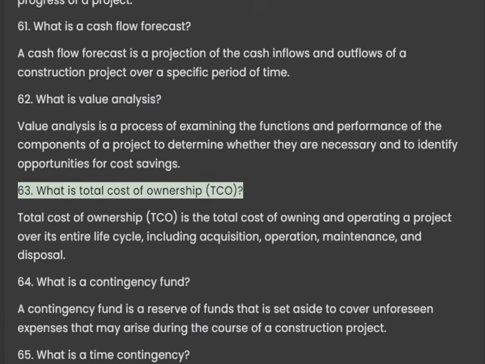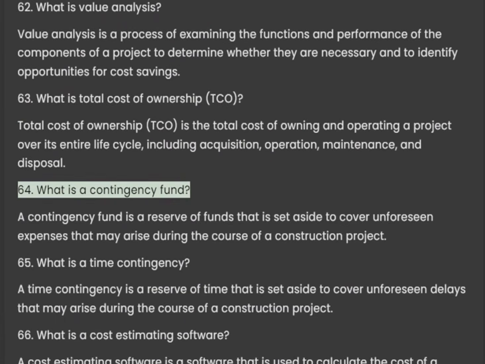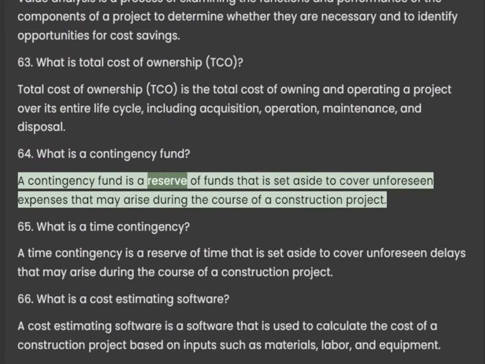63. What is total cost of ownership? Total cost of ownership is the total cost of owning and operating a project over its entire life cycle, including acquisition, operation, maintenance, and disposal. 64. What is a contingency fund? A contingency fund is a reserve of funds that is set aside to cover unforeseen expenses that may arise during the course of a construction project.